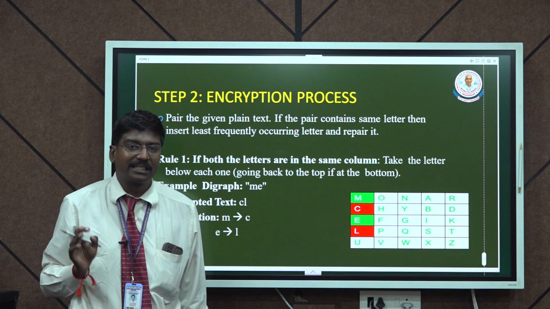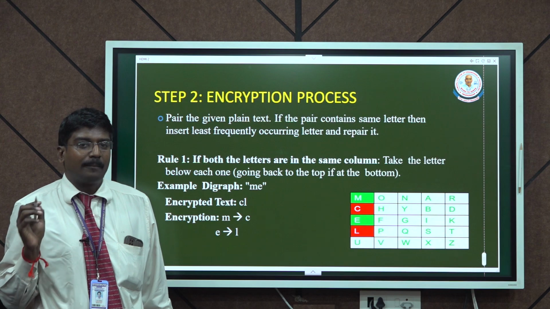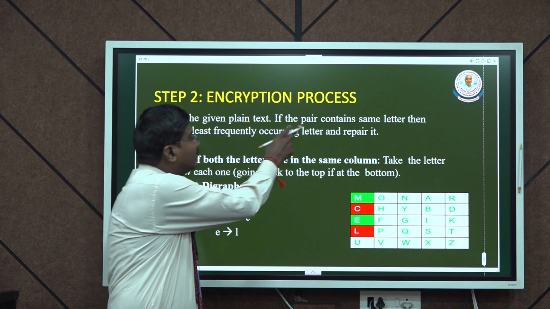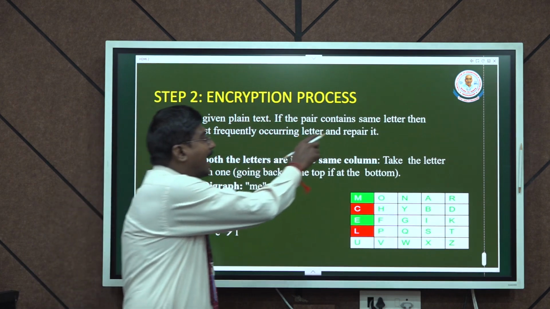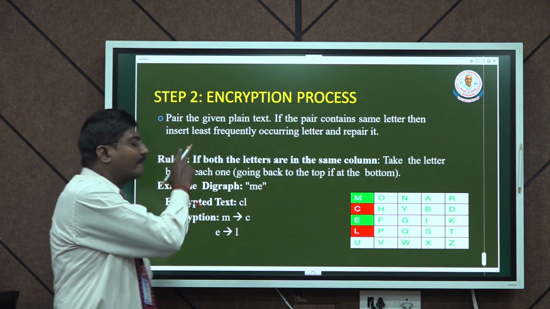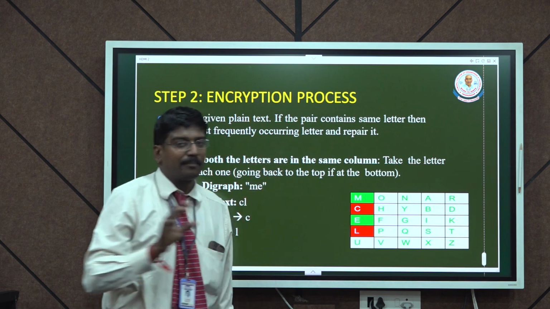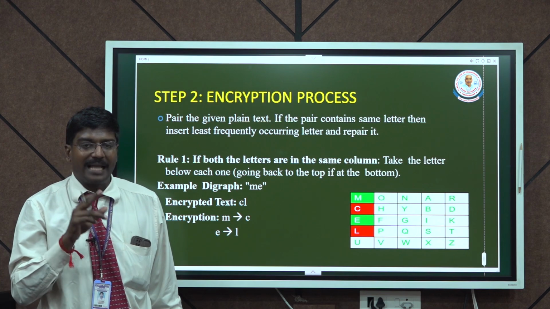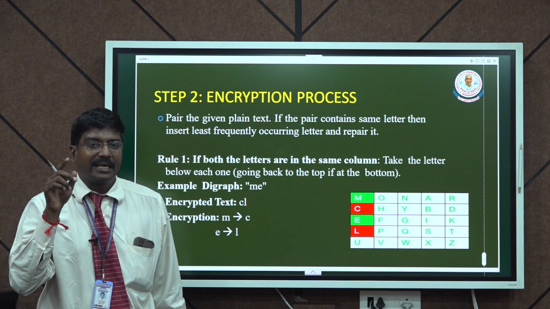The next step is the encryption process. Before starting the encryption, the plain text should be paired into couples of characters. Pair the given plain text in the form of two characters. If a pair of two letters contains the same letter, we have to insert the least frequent letter and re-pair it. For example, when we have LL, that LL should be separated as LX and XL.